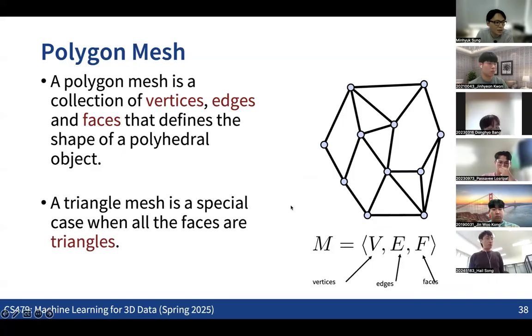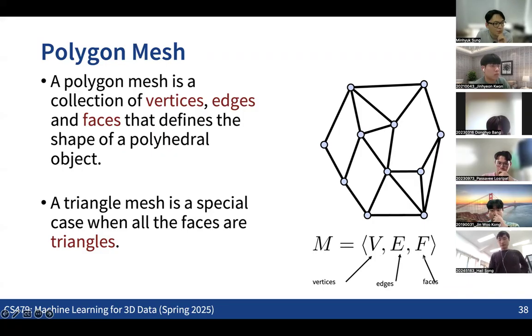So by connecting all the vertices with the edges, now we are forming some kind of faces that basically define a local surface in this 3D space. So the key component of the mesh is a set of vertices and a set of edges, and these are forming faces in the 3D space.